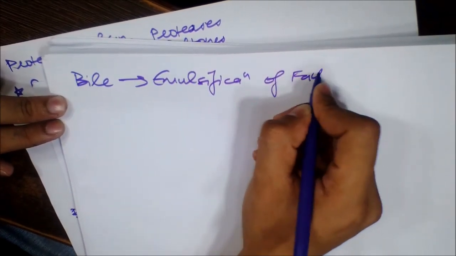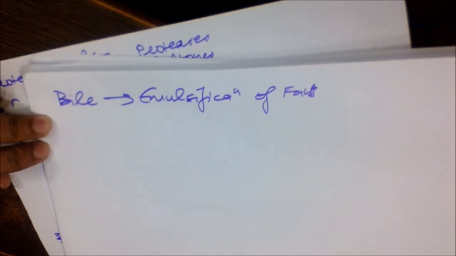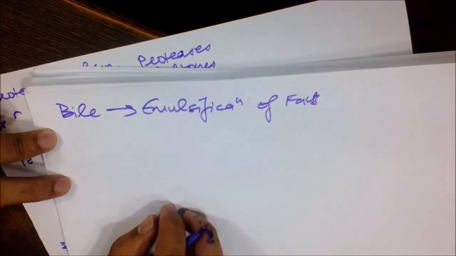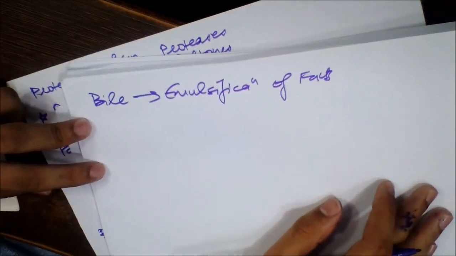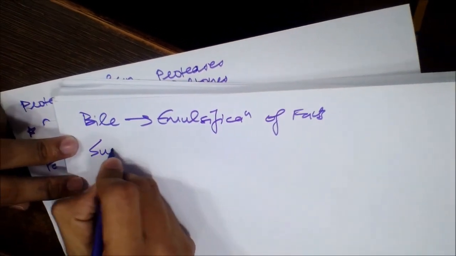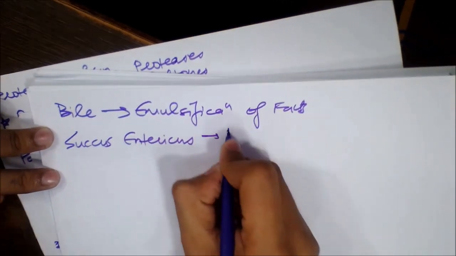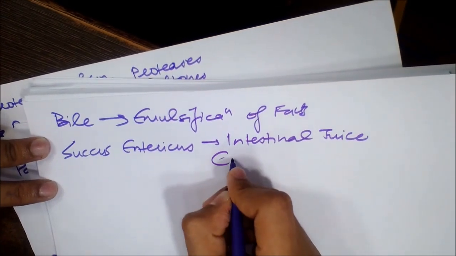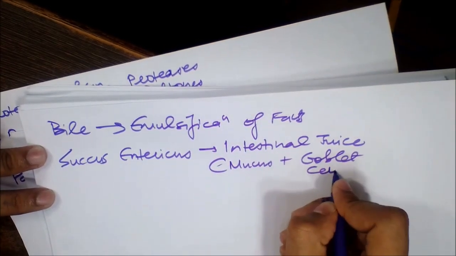Emulsification of fats to small micelles. Bile also activates lipases. The intestinal mucosa epithelium has goblet cells which secrete mucus. The secretions of the brush border cells of the mucosa along with the secretions of the goblet cells constitute the intestinal juice, or the succus entericus, which is formed of secretions of the mucosa and the goblet cells.